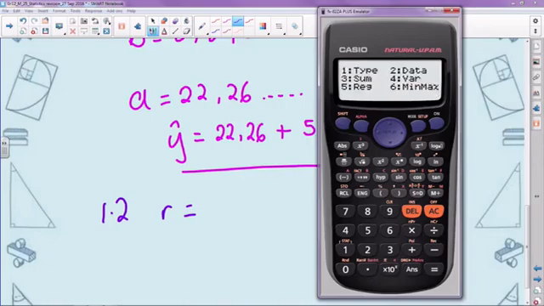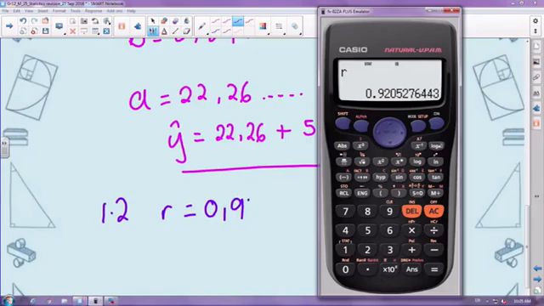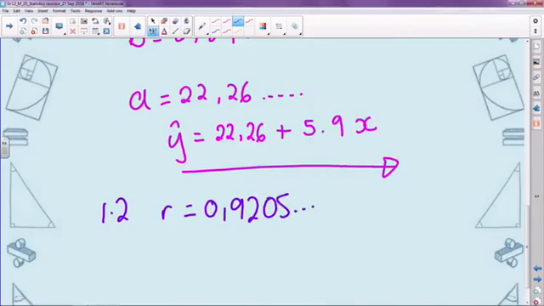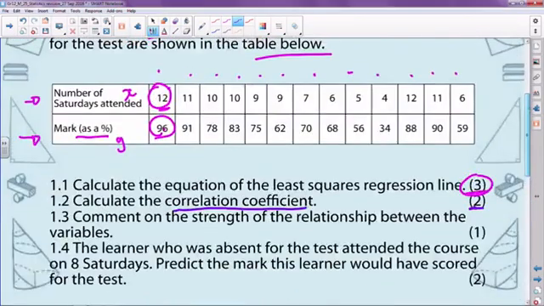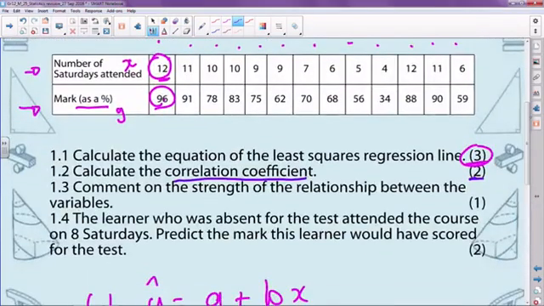Once again, we go into our stats form of our calculator screen. Okay, we want to look for regression, so we press number 5. You see that the letter R is given at number 3, so I press 3 is equal to, and I get 0,9205 and so on. So we can round down to R is 0,92. Okay, so that's our correlation coefficient.